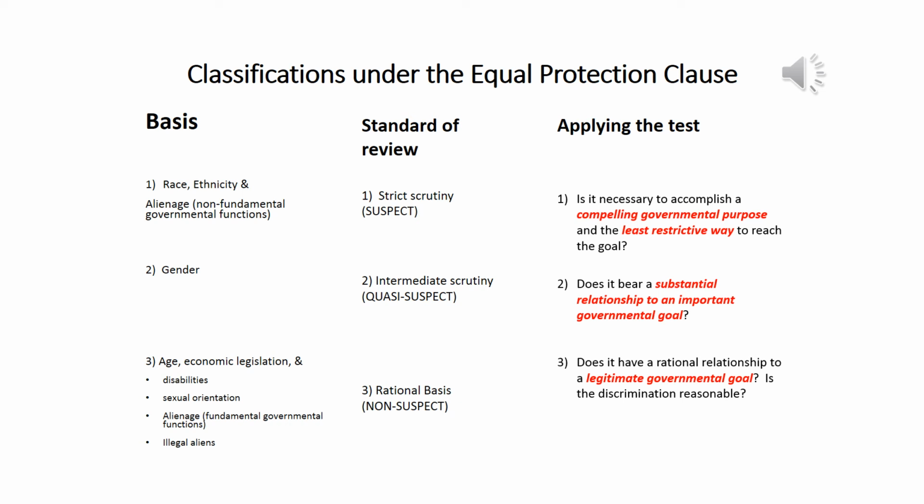Economic legislation, it's easy for the state to discriminate based on wealth. I mean, if you make more money, can they charge you more in taxes? Yes. So I don't want to go into greater detail on this. I'm just introducing this idea that if the state discriminates based on age, economic legislation, disabilities, sexual orientation, aliens and illegal aliens, which we'll talk about later, it's easier for the government to prove that it's reasonable discrimination. Again, when you're doing the rational basis test, it's not up to the government to prove it's reasonable. The person being discriminated against has to suggest it's not reasonable.